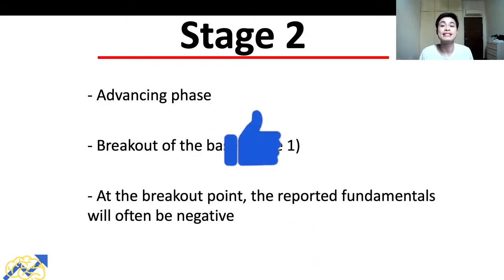What follows next is stage 2, and stage 2 is also called the advancing phase. The start of stage 2 happens when prices break out from the base which is formed in stage 1. An important distinction to make here is that not all breakouts in stage 1 will lead to a start of stage 2. However, every stage 2 starts from a breakout from stage 1.